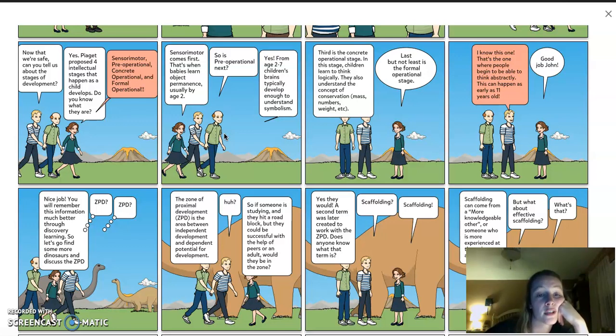So I'm guessing pre-operational is next? Yes. From age 2 to 7, children's brains typically develop enough to be able to understand symbolism. Third is the concrete operational stage. In this stage, children learn to think logically. They also understand the concept of conservation, so conservation of mass, numbers, weight, etc. Last but not least is the formal operational stage. I know this one. That's the one where people begin to be able to think abstractly. That can happen as early as 11 years old. Good job, John.